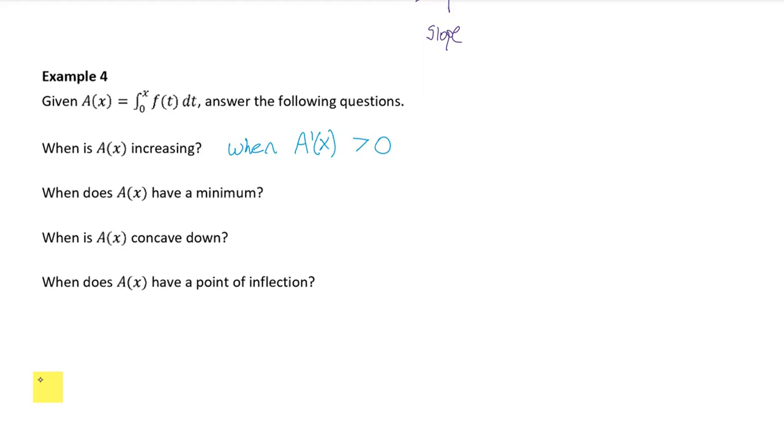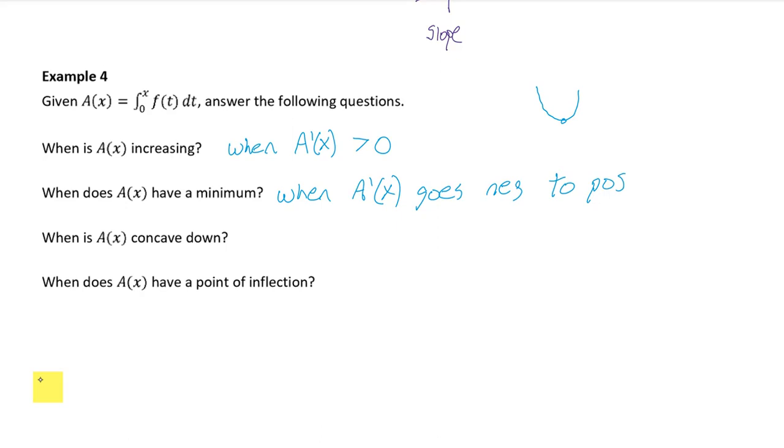Now, I can't do this on this function because I don't know what this function is, but that's what I would need to know. When is a of x increasing? When its derivative is greater than 0. When does a of x have a minimum? Okay, so think about that one. For a graph to have a minimum, its derivative, so again, a prime of x, that means you had to go decreasing to increasing. So my derivative goes negative to positive.